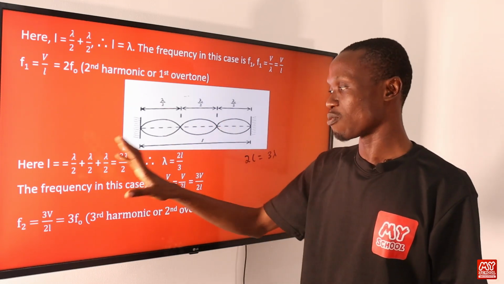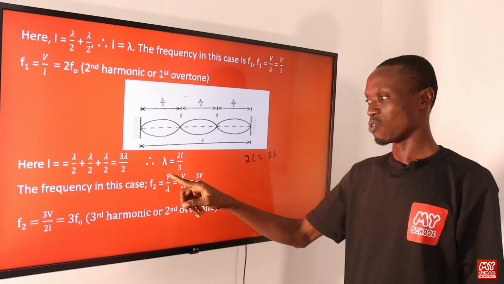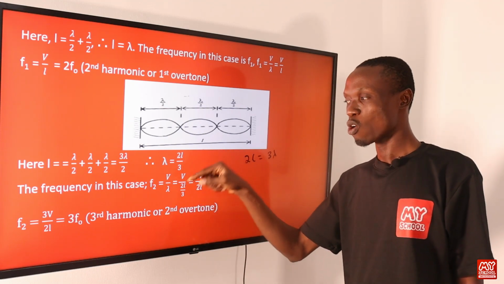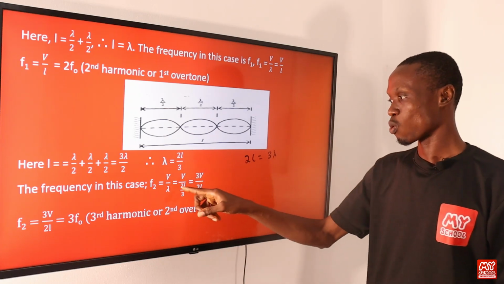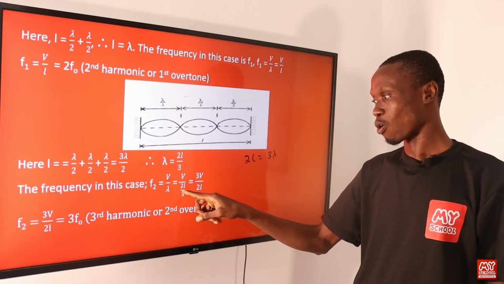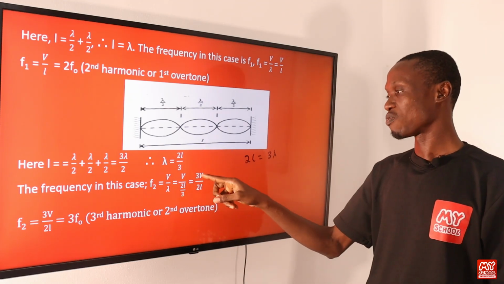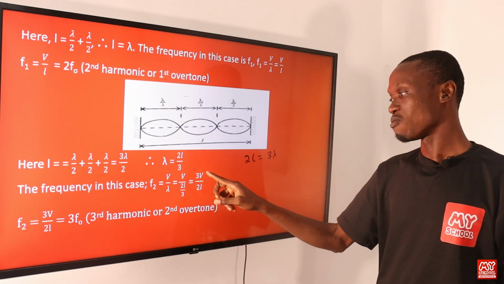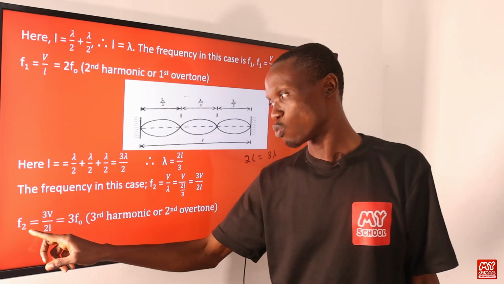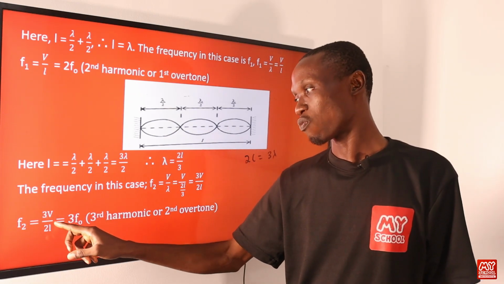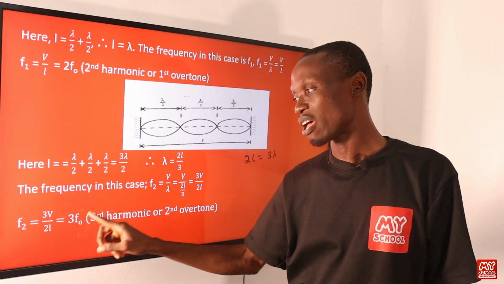In this case, the frequency we call F2. But remember that frequency equals velocity all over lambda. So in place of lambda, we replace it with 2L all over 3. Of course, this 3 is going to go up, so F2 is equal to 3V all over 2L, and this is also equal to 3F0.